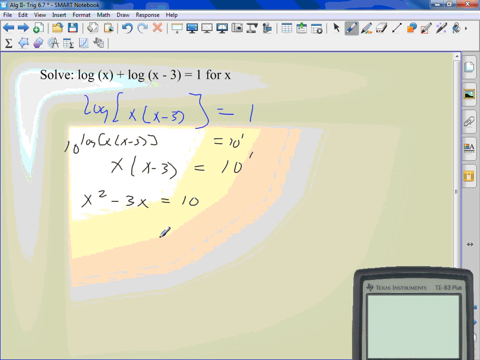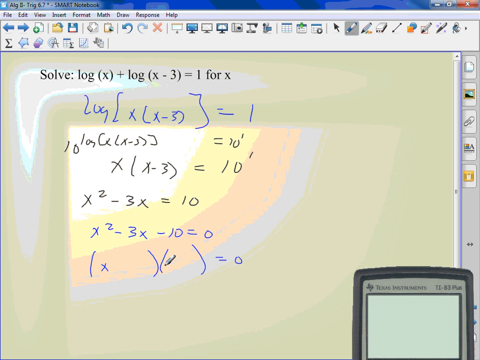Try to factor. What do I have to do first, though? X squared minus 3x minus 10 equals 0. I need to try to factor, complete the square, quadratic formula, whatever way you want to solve the quadratic. I'm going to try to factor it.